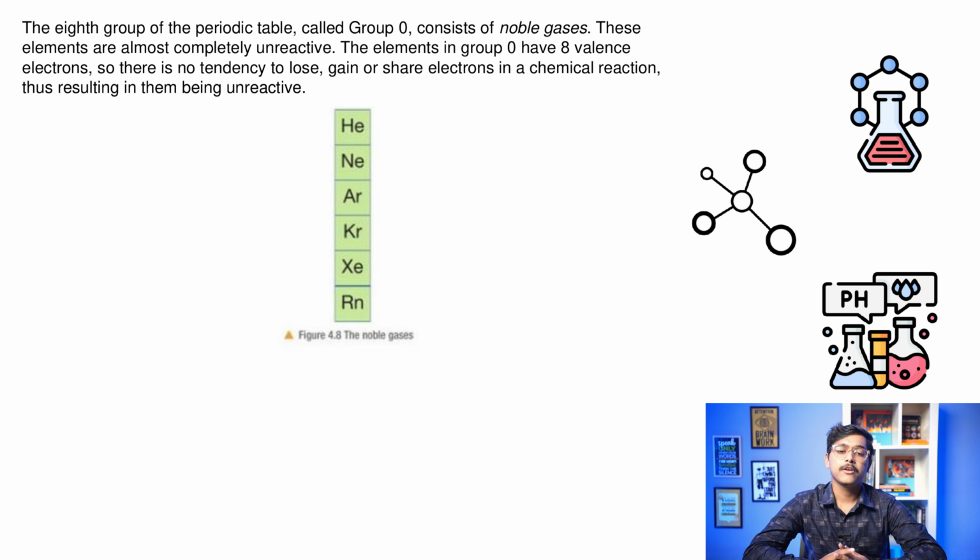The 8th group of the periodic table, called group 0, consists of noble gases. These elements have 8 electrons in their outermost shell. This results in the elements being almost completely unreactive. This is because, since their outermost shell is full, they have no tendency to lose, gain, or share electrons in a chemical reaction, thus resulting in them being unreactive. The diagram below shows the noble gases in group 8.